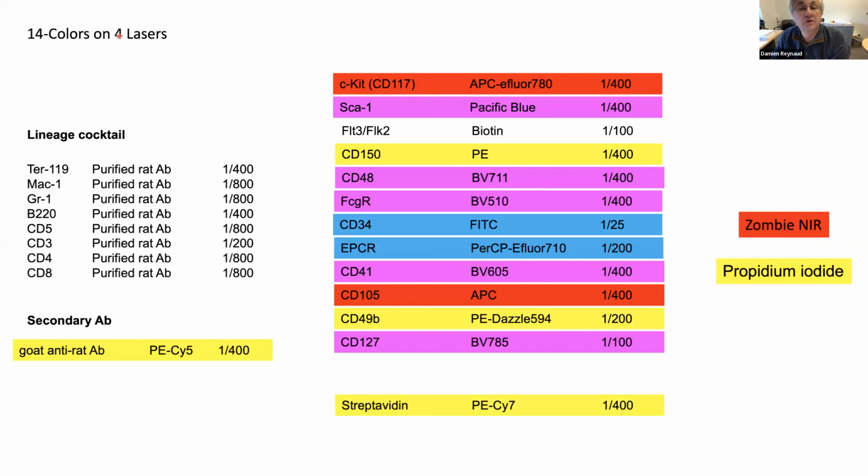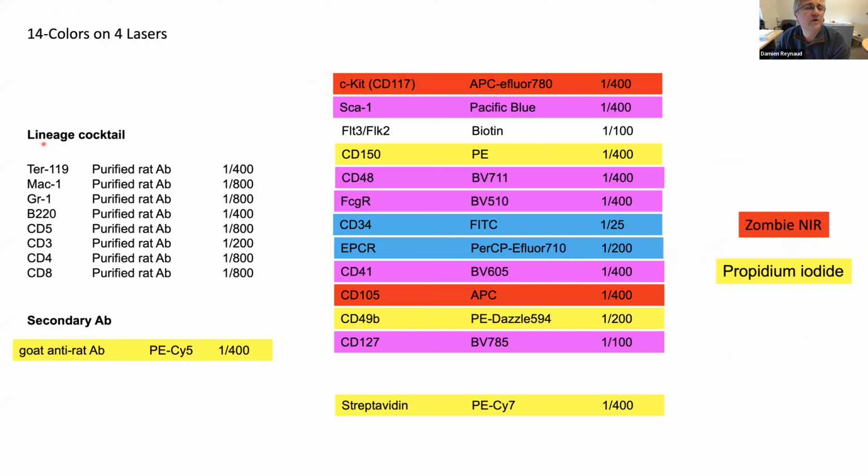So this is our panel. It's 14 colors. We limit it to 4 lasers. We didn't use the UV laser for this staining because at the time we set up this staining, our cytometer only had 4 lasers.